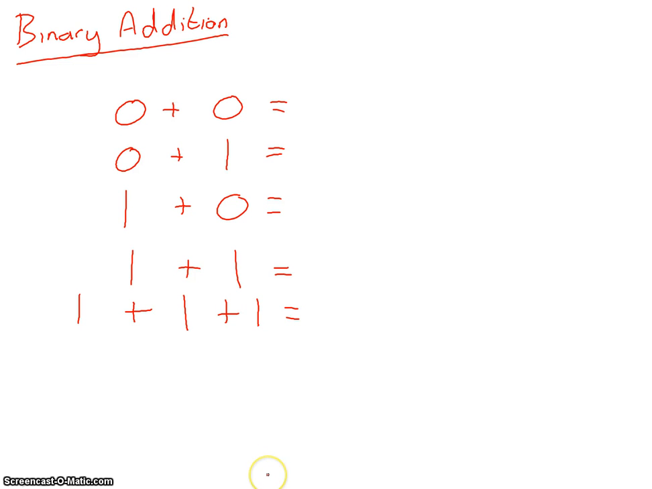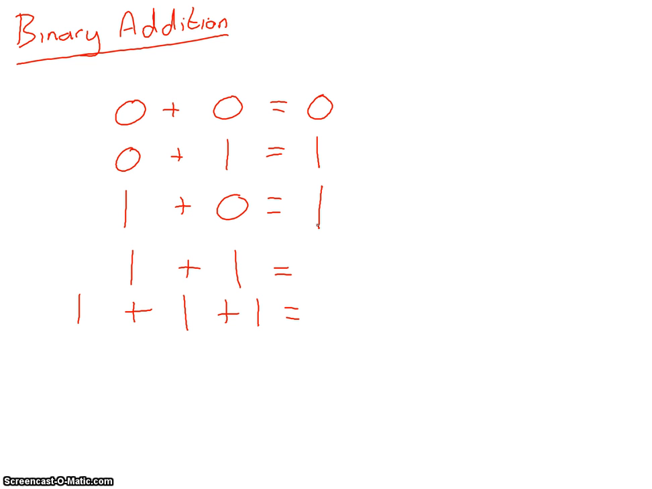Okay, so we're going to have a quick look at binary addition. Now, binary addition is fairly easy if you can just remember these few simple rules. So, 0 plus 0 is 0. 0 plus 1 is 1. 1 plus 0 is 1. Okay, up until this point, it should be fairly easy to remember because this is exactly the same as it would be in denary.